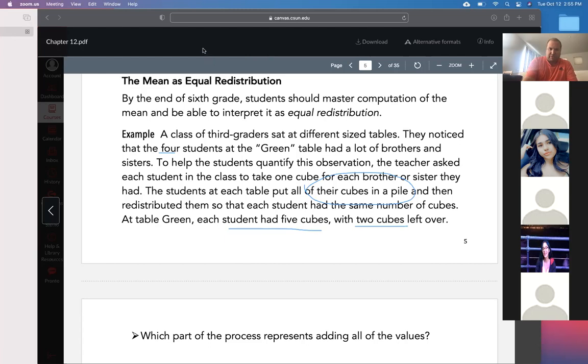Does that seem reasonable? Could you argue that the redistributing so that each student had the same number of cubes is adding as well? Because you're kind of adding to make sure that each student has the same number of cubes. But redistributing them is not an adding process. Adding is getting a total, a larger value. Okay.